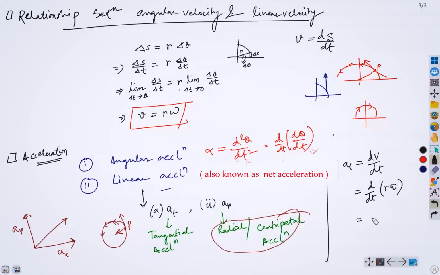Therefore this is r, since r is constant, this is r d omega by dt. We can write this as alpha. d omega by dt is our alpha. Therefore, sorry, it will be a_t equals r alpha, okay.